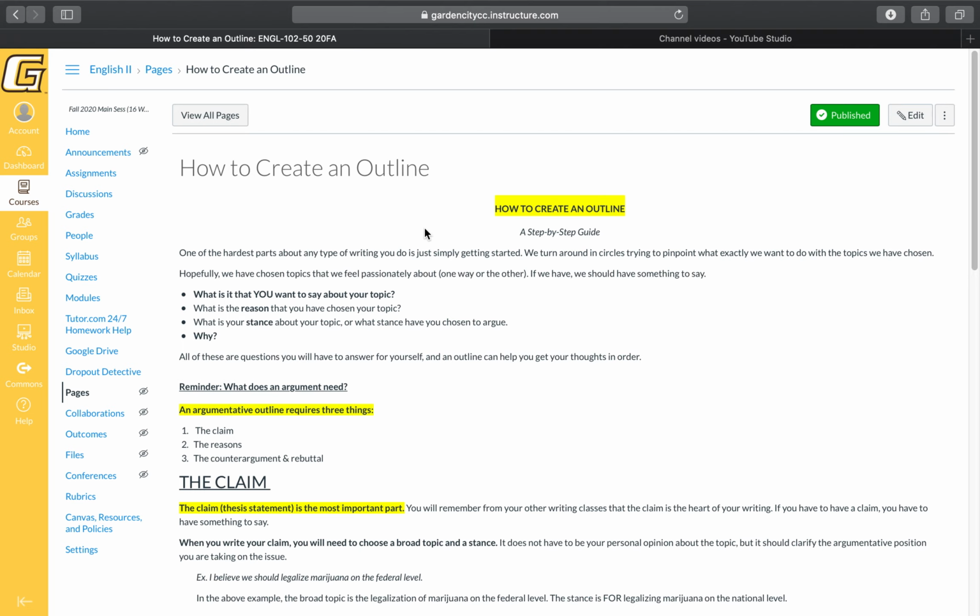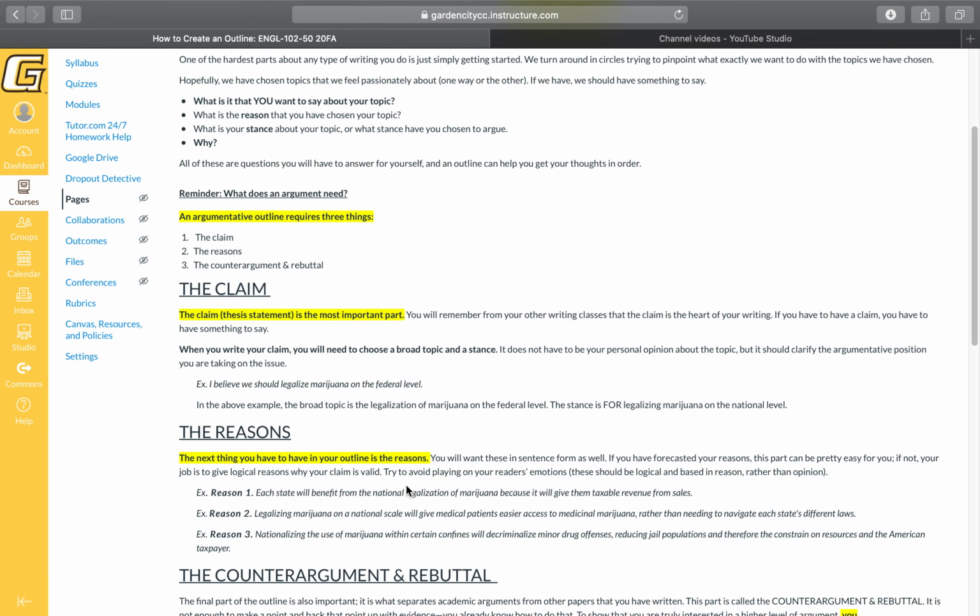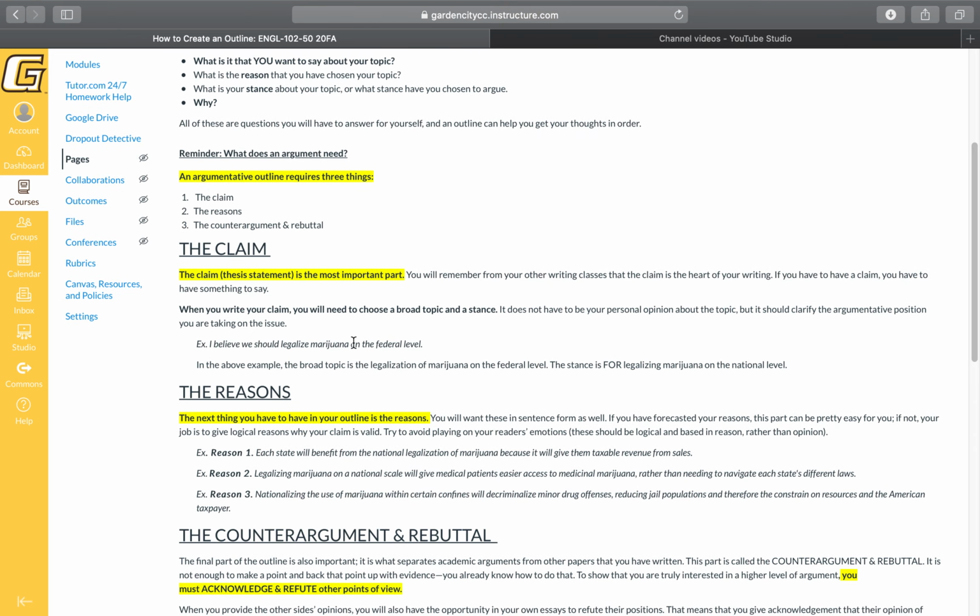But a good argument, any argument, consists of three things: a claim, the reasons, and then the counterargument and the rebuttal. So I talked about this in your first essay assignment explanation, but I'm going to go into it with a little more detail here.